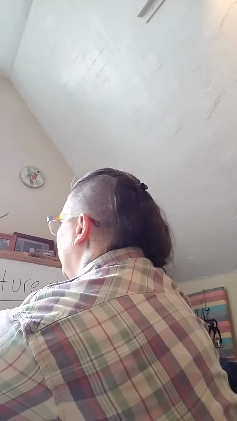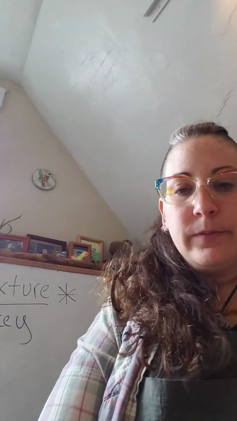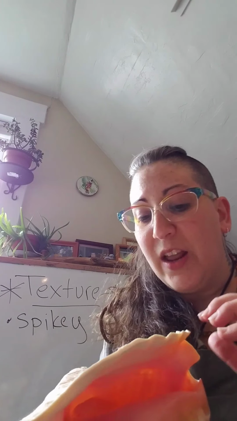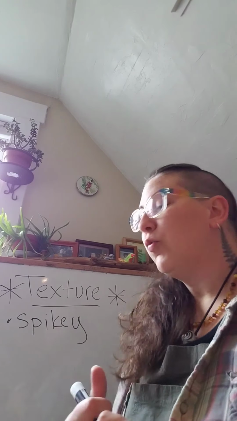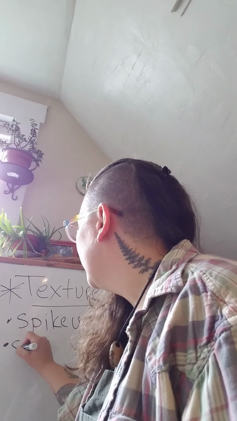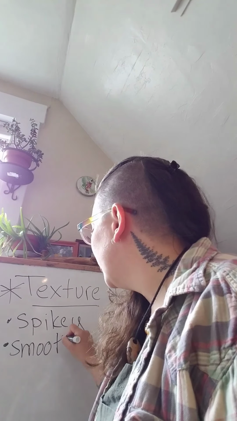Spiky is one of those adjective words. I'm going to scooch this over to make sure you guys can see my list. Spiky. Now, I've got another object. Let's see. This one is a big, giant conch seashell. Now, this actually has a bunch of textures. The backside is a little bit bumpy and rough feeling in my hands, but this part right in here is so smooth. And that's the texture word I'm going to write down next. Smooth. When something feels really smooth, it has a smooth texture.